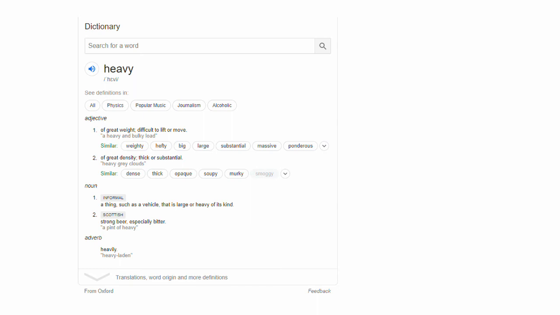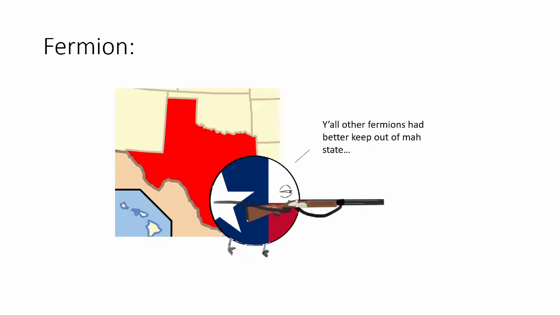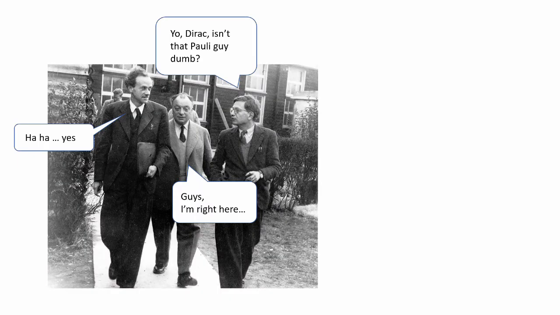Heavy fermions. I'm going to assume you all know what the word heavy means, and start with a quick clarification of the term fermion. Fermions are particles which can't exist in the same state at the same time, i.e. they follow the Pauli exclusion principle. This includes particles such as electrons and protons.